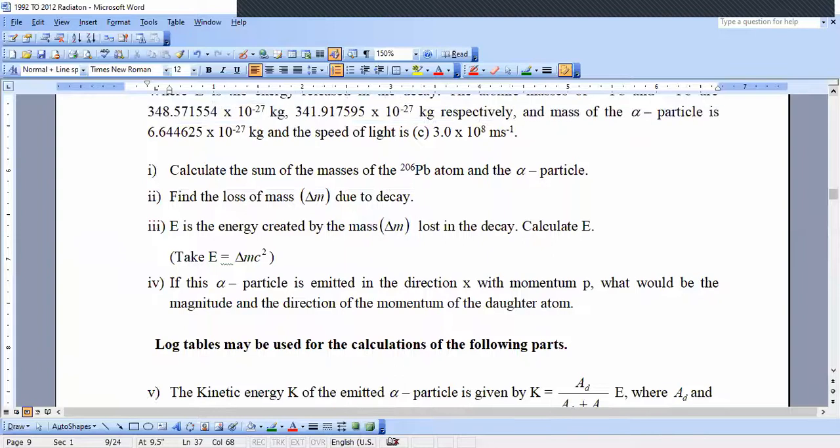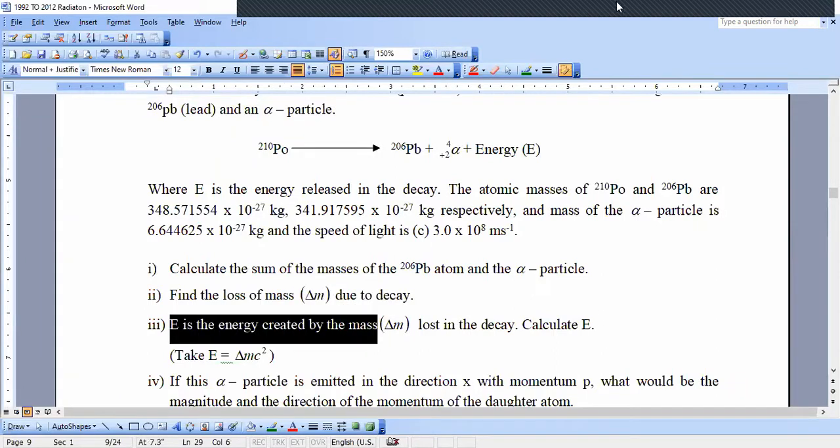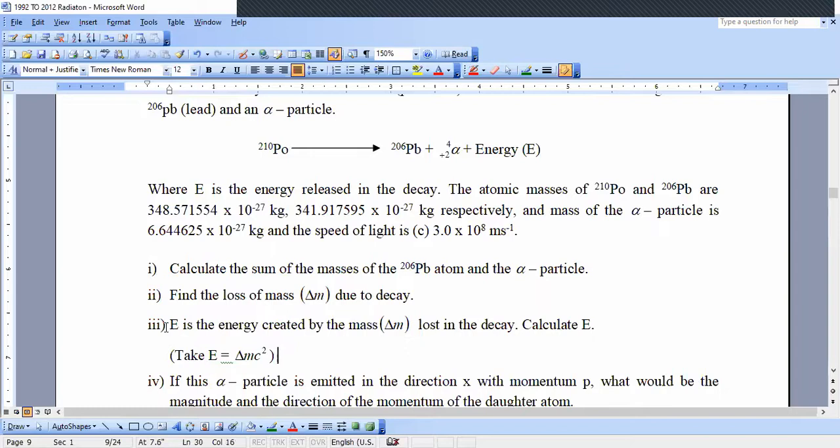What is the equation? Here, a polonium 210 atom is broken into two particles. The first one is 206, that is lead Pb, plus alpha, whose mass number is 4, and we get some energy. This is the equation that they have given. Here, capital E is the energy created due to this energy loss.